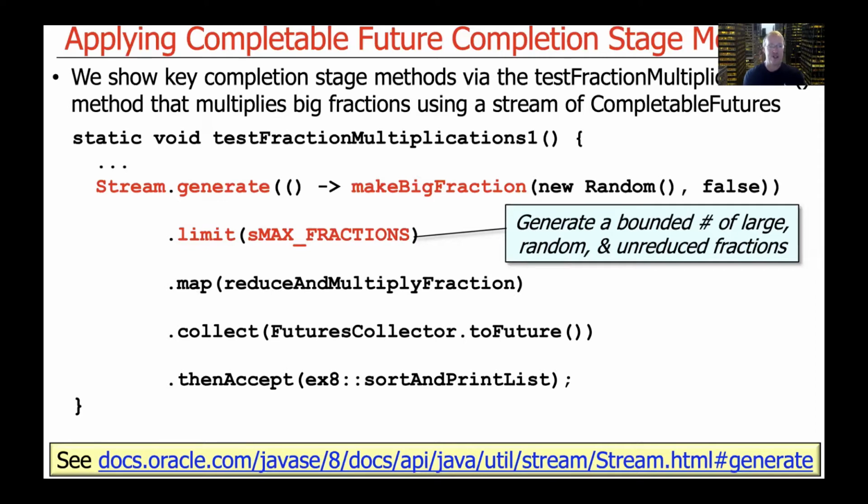And what it's going to do first, it's going to use the generate method from the stream interface. And what generate does is it's going to call a factory method called make big fraction. And make big fraction is going to generate a bounded number of large, random, and unreduced fractions. Now, actually, I should be more specific. Generate will generate an infinite number of large, random, and unreduced fractions. And then we're going to use the limit intermediate operation to limit the number of random, large, unreduced big fractions that are generated by generate. Hopefully that helps to make sense.